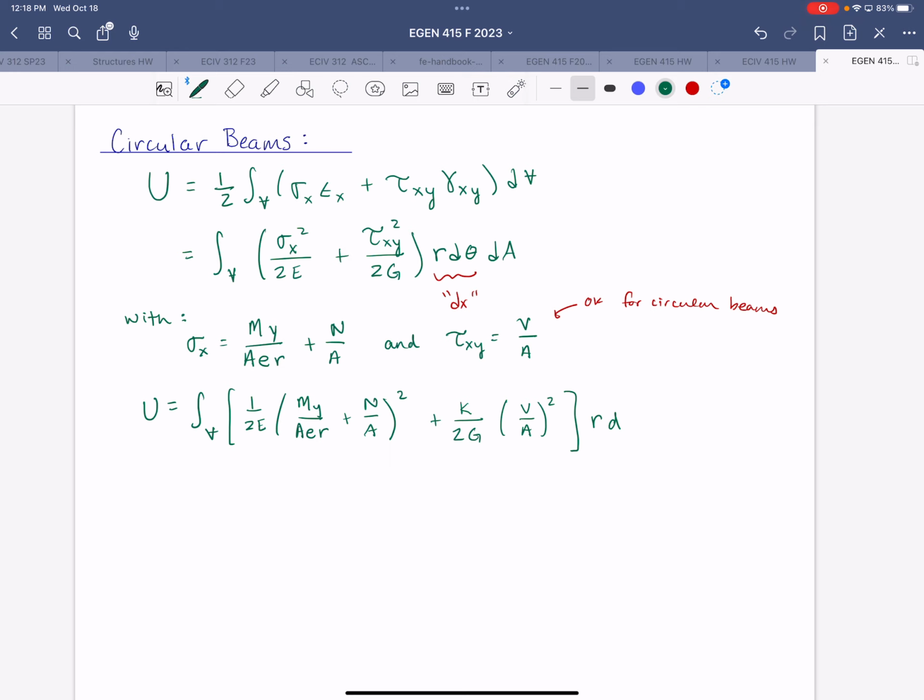I just have to make sure I'm being consistent here. In circular beam equations, yeah, I have a correction to make here. This should be d phi, not d theta. I want to be consistent with how I did it there. So this should be r d phi. Yep, that's the shear shape factor, kappa.